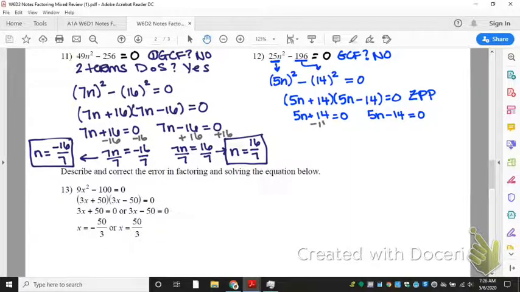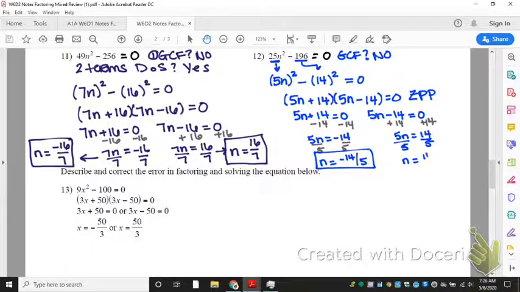So show your work. Subtract 14 on both sides. So I got 5n is equal to negative 14. Divide both sides by 5. And I get n equals negative 14 over 5 for one of my solutions. For the other one, add 14 on both sides. I get 5n is equal to positive 14. Divide both sides by 5. And I get n is equal to positive 14 fifths. I keep saying fifteenths, no, wait, it's 14 fifths. Oh, Lord. There we go, 14 fifths. Got it. Whew. Okay.